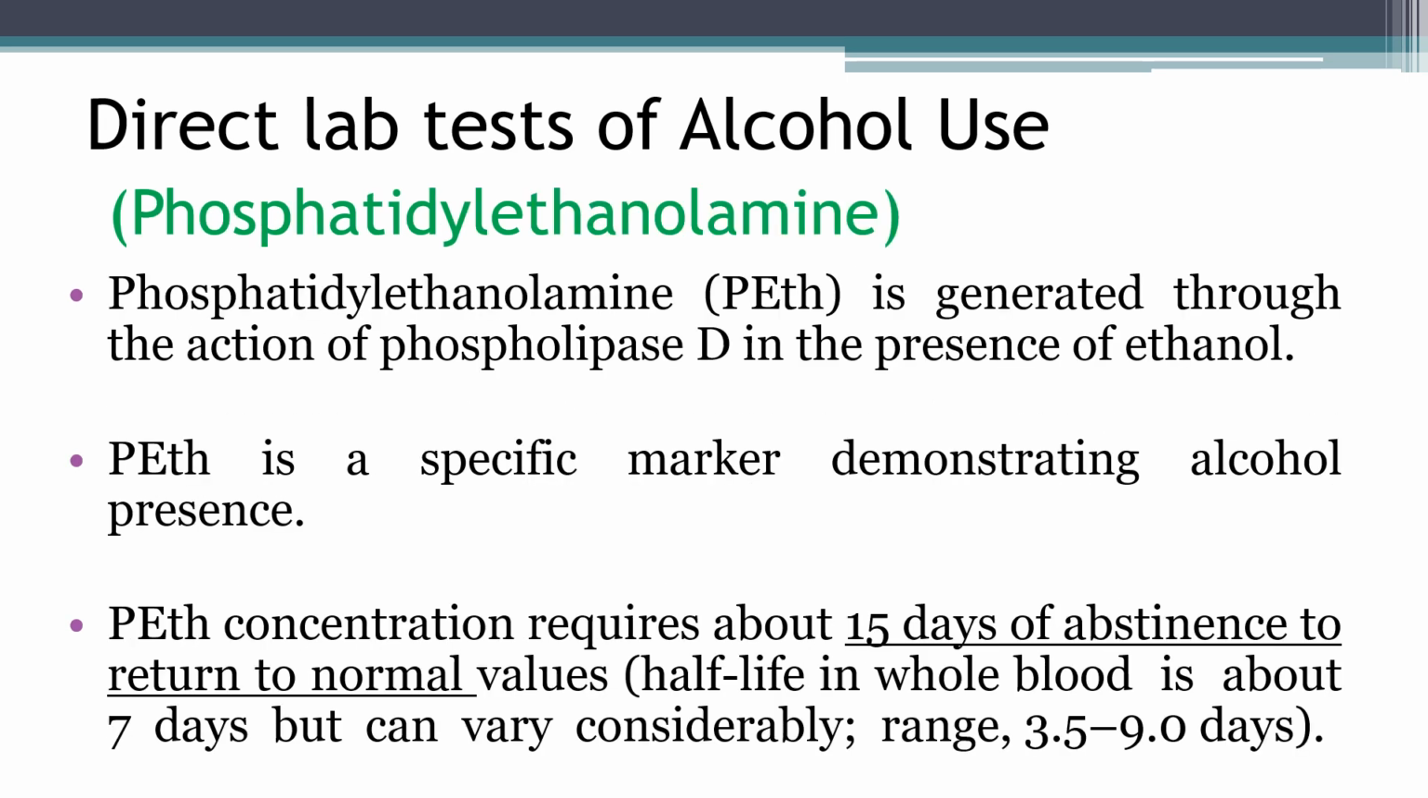Phosphatidylethanol, in short PEth, is generated through the action of phospholipase D in the presence of ethanol, and it is the specific marker demonstrating presence of alcohol. Its concentration requires about 15 days of abstinence to return to normal, so one can check for this on an average up to 7 days and ranging from 3.5 to 9 days.